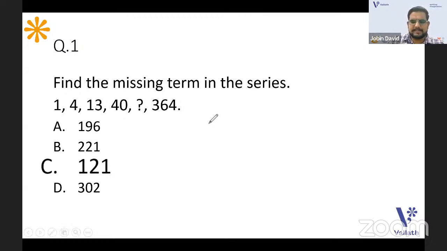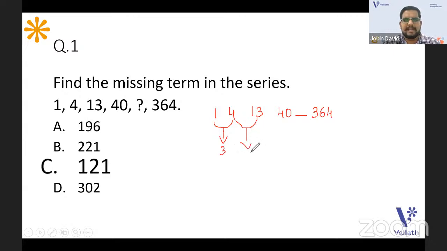Whenever you have a number series, guys, here we have 1, 4, 13, 40, dash, and 364. Your first attempt is to take the difference of the second term and first term, third term and second term, and so on. So 4 minus 1 is 3, then you have 9, and 40 minus 13 gives 27. Now you have a connection with these numbers.